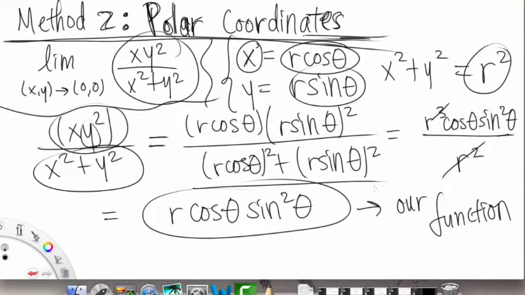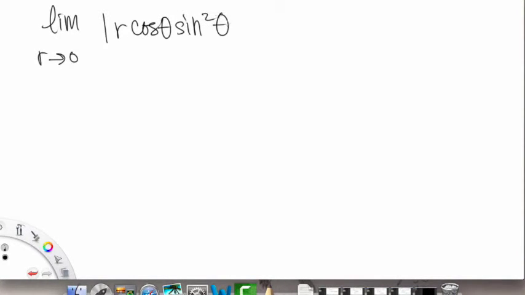So now, how are we going to evaluate this now that we have it in polar coordinates? We have the limit as x and y go to 0, 0, which means our radius r also goes to 0. So we have the limit as r goes to 0 of our function, and I'll put the absolute value around it: r cosine theta sine squared theta. This is our function, and we want to know where it is going.